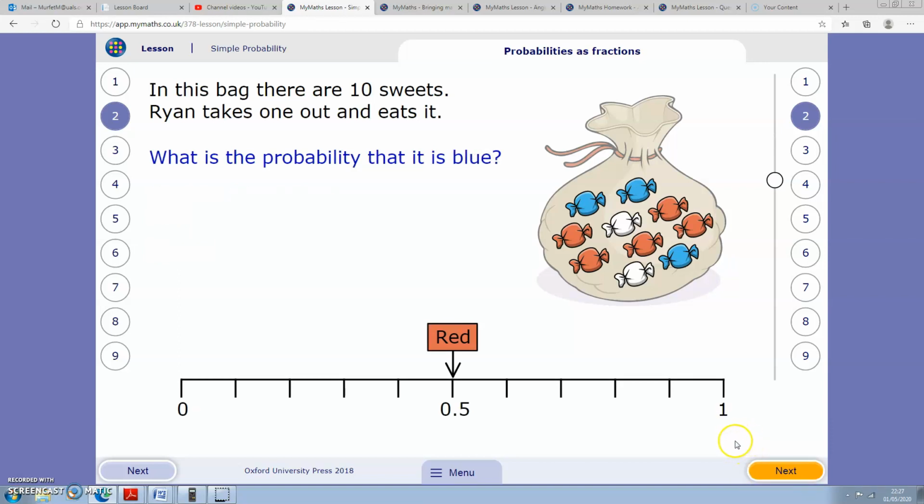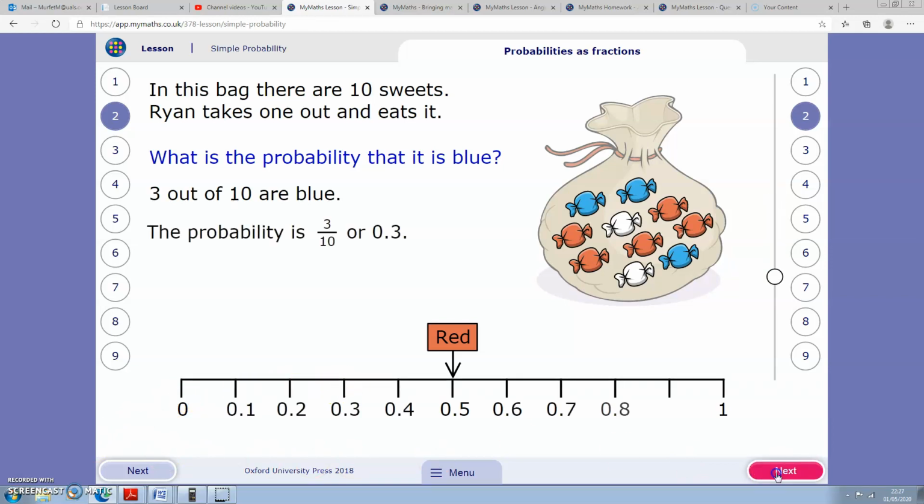What's the probability that it's blue then? So I've only got 3 sweets in the bag of 10. Okay, 3 out of 10 are blue. So I'm thinking 0.1, 0.2, 0.3, or 30%.